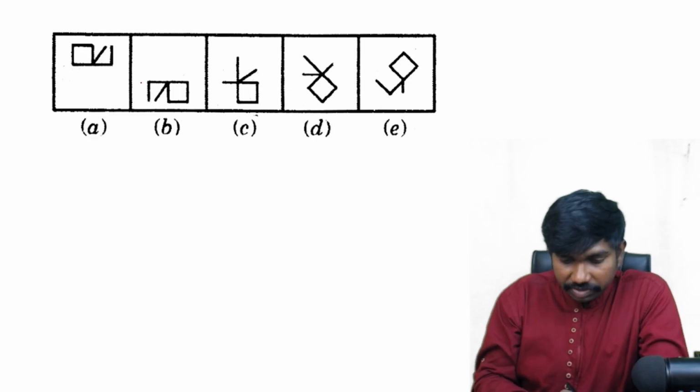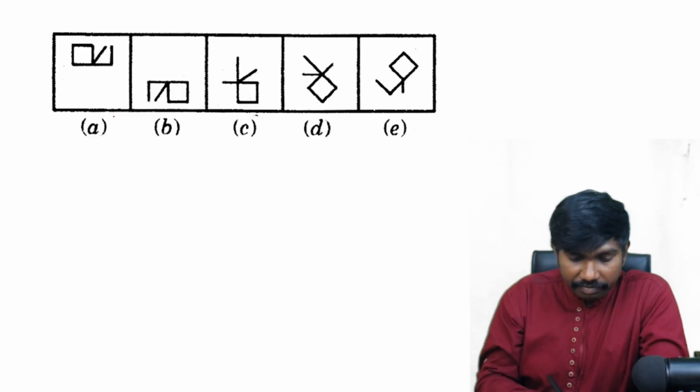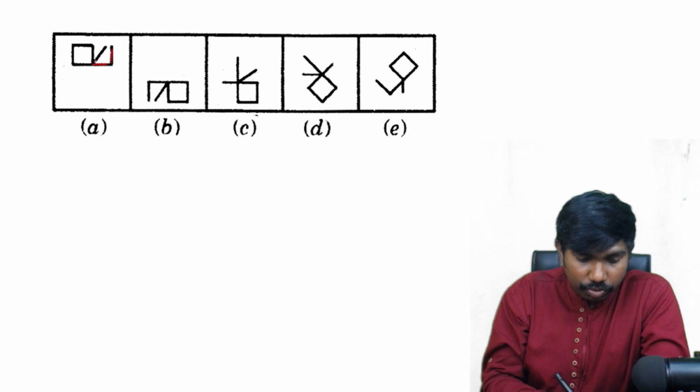Next one, there is a square shape in all the figures, and along with the square shape, how many extra lines? 1, 2, 3. 1, 2, 3.